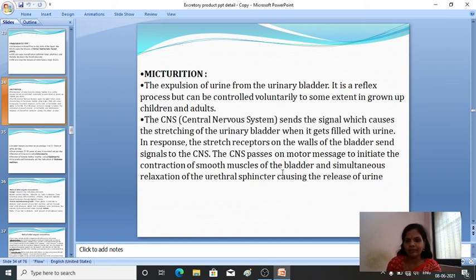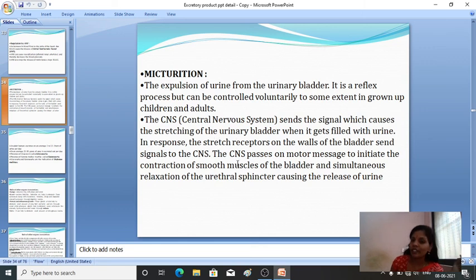Then further, the bladder contracts and simultaneously the urethral sphincters relax, which causes the release of urine. Fine. So for urine release, first the message is sent to the central nervous system, which sends information for the stretching of the urinary bladder. Fine.